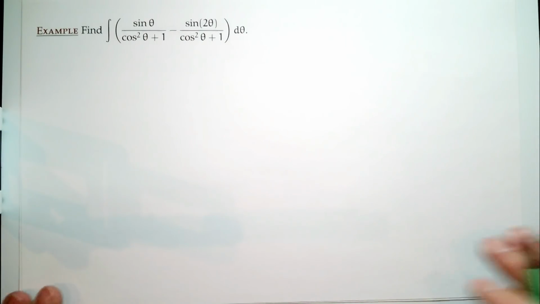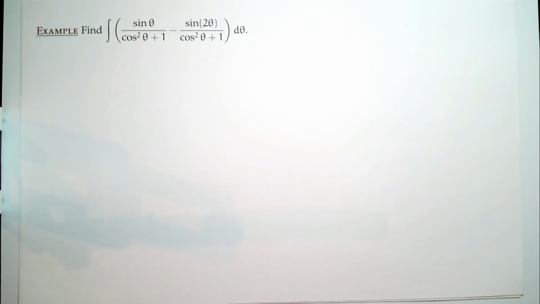Find the integral of sine theta over cosine squared theta plus 1 minus sine 2 theta over cosine squared theta plus 1. All right. Well, how much difference can a 2 make? The answer is, it might surprise you. It makes a lot of difference.